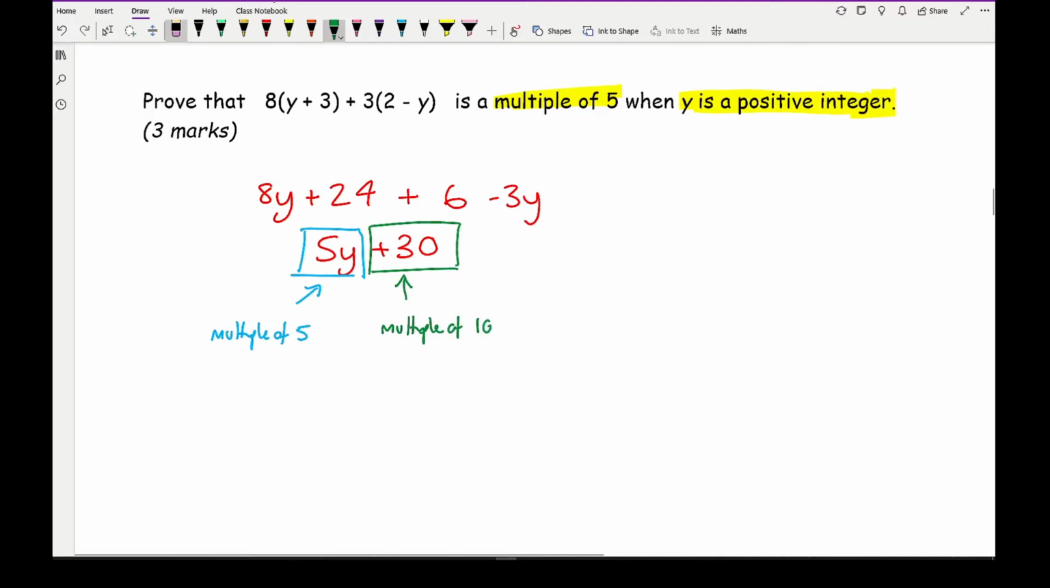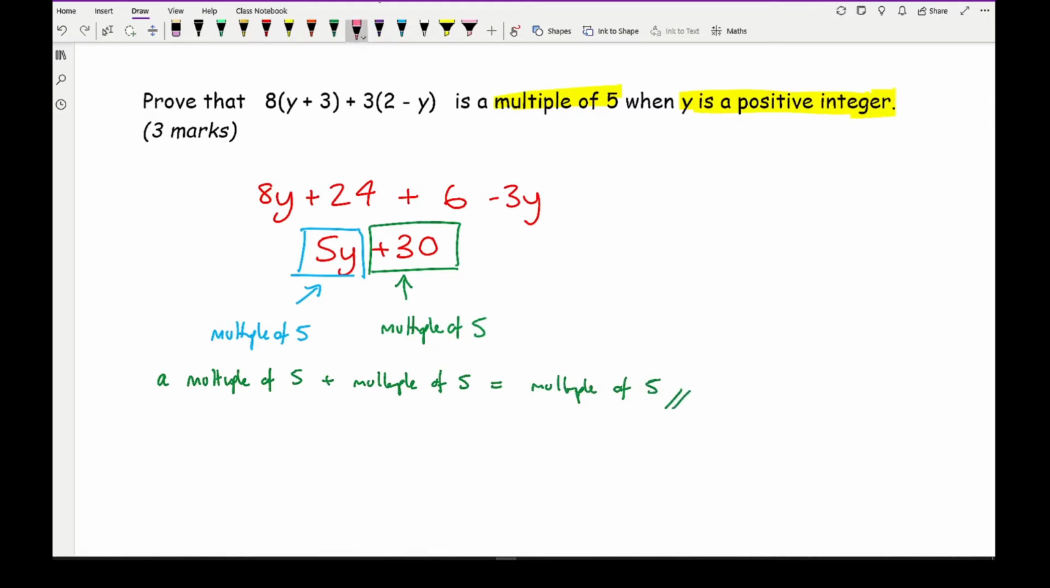Oh, I don't know why I'm writing 10. It is a multiple of 10, but again, that's not what we're proving. So here we're going to write that 30 is also a multiple of 5. Therefore, a multiple of 5 plus another multiple of 5 will equal a multiple of 5. And therefore, there you have proved what they've asked you to prove.